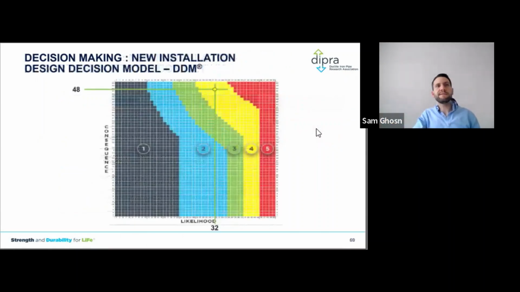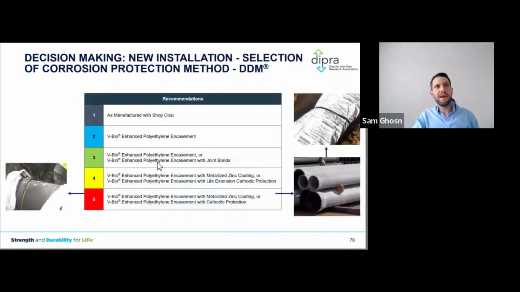However, let's say we have a likelihood of corrosion of 32, which means in another case, those soils are corrosive. Now we end up in zone 4, and in this case, we may use zinc coating with V-Bio or sacrificial anodes on those pipes. In other cases, let's say we have a highly corrosive environment and a highly critical water main. That's when we end up in zone 5, and those are very rare, folks.